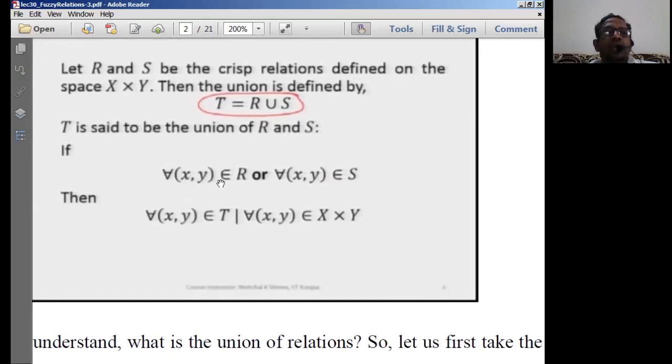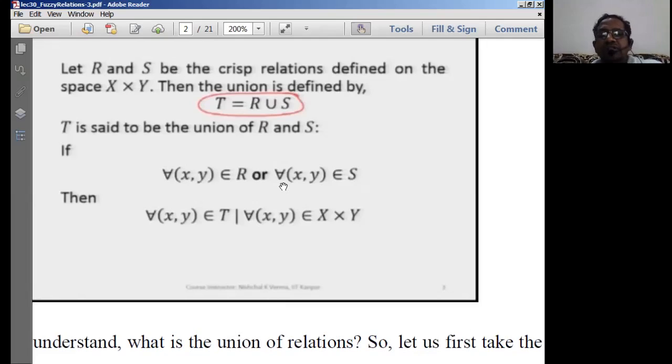So for all X comma Y belongs to R, or for all X comma Y belongs to S, we can write a relationship that for all X comma Y is also going to belong to T, or for all X comma Y belongs to X cross Y, a product of X and Y we can write. So that is the union relationship which we can get. That means here we are simply performing the operation on the relations obtained.